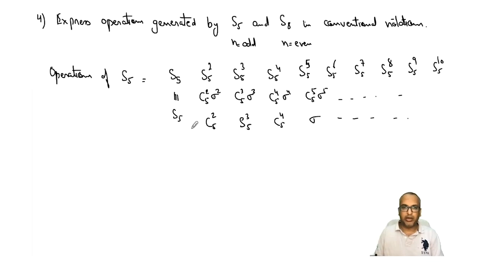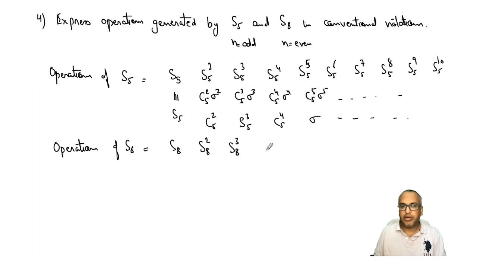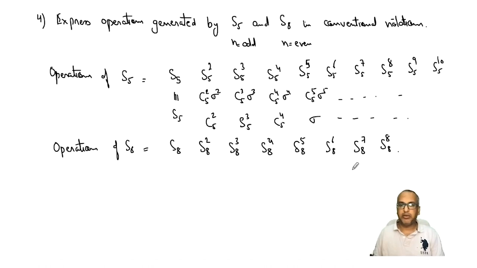Now you can actually calculate, right? These are the conventional notations for the operations generated by S5. Similarly, we can work out operations of S8 in the same manner. Here we have to go to S8 to the power 2, S8 to the power 3, S8 to the power 4, 5, 6, 7, and S8 to the power 8. Then you can figure out whether it will be S8 or C8 or sigma and so on, or E. That's how you can generate different operations by a rotation-reflection axis and find the corresponding conventional notations.